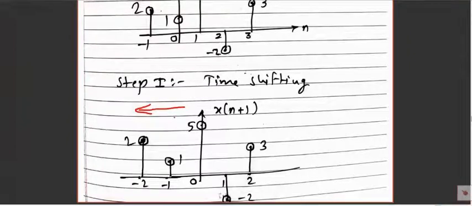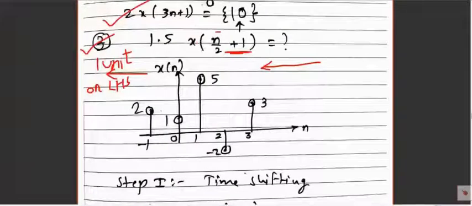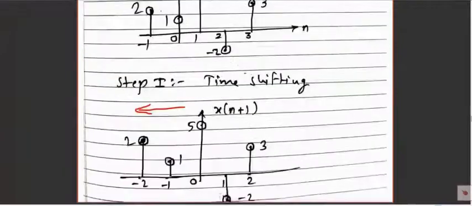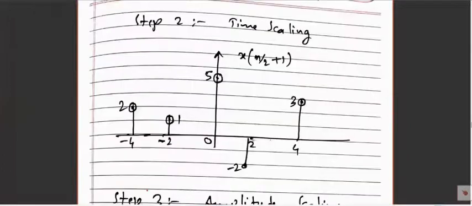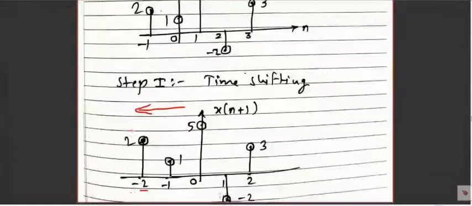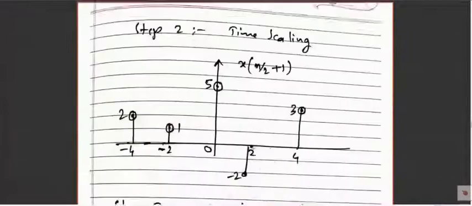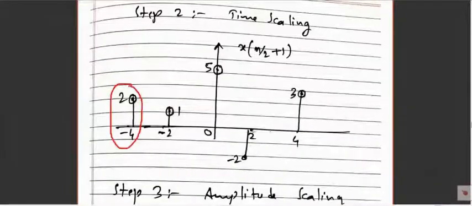Second step, the factor is 1/2, n/2 is there, time scaling, so we have to multiply. So -2 into 2 is -4. At -2 the amplitude was 2, so at -4 the amplitude will be 2.